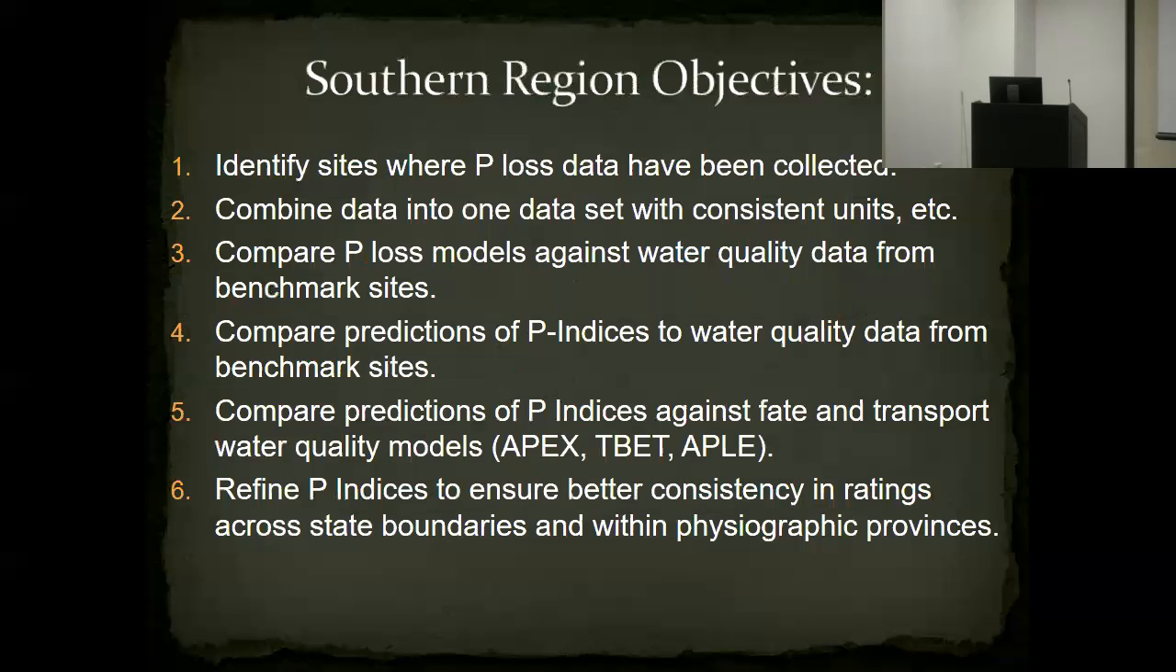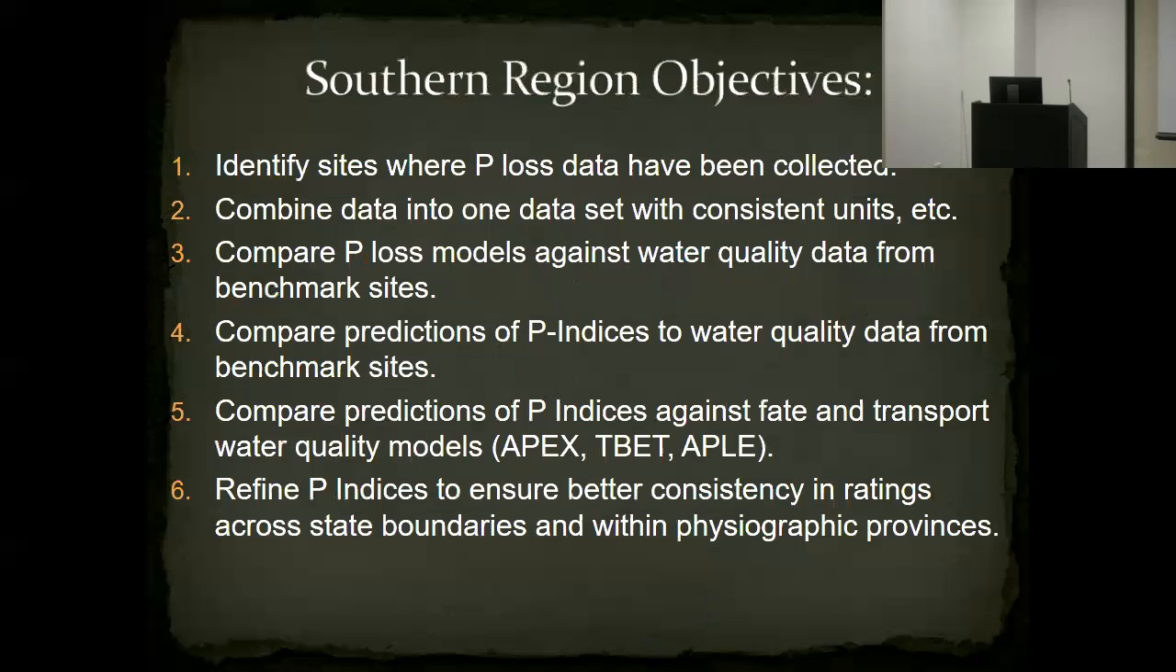So it's quite problematic. So what we want to do is, first of all, compare some of these phosphorus loss models against water quality data, and then the phosphorus indices against each other. And ultimately, the goal, which I'm not sure where the funding is going to lead, is to refine these phosphorus indices, like what we did in Kentucky, to be more consistent with the science.